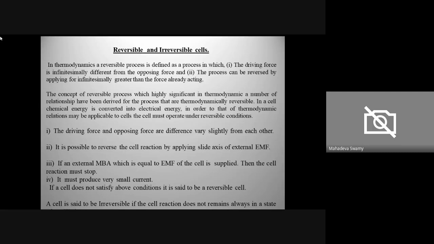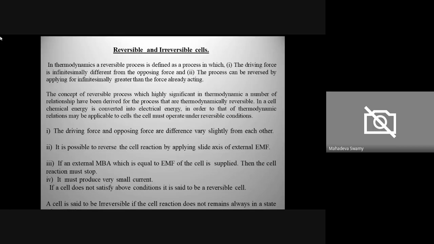First, the driving force and opposing force differ very slightly from each other. Two half cells are there: one half cell is zinc, another is copper. The two half cells make up one single cell. The first point is that the driving force and opposing force differ very slightly from each other.